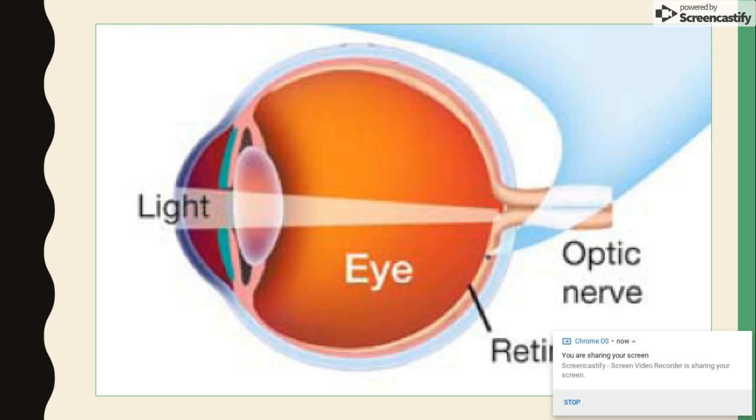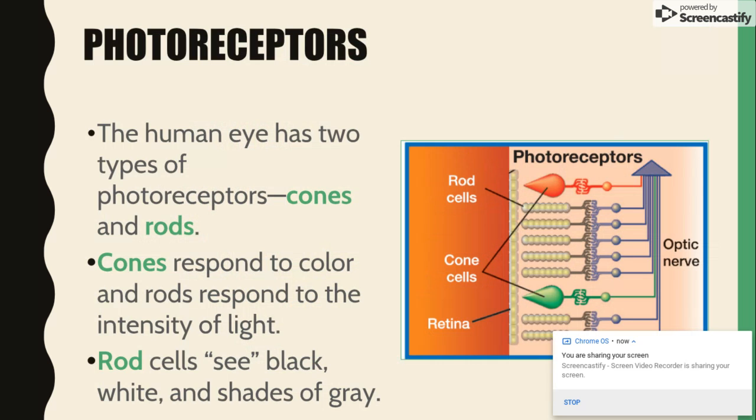So it kind of works the same way that your ears work. Your ears collect the sound wave and then turn it into a signal that your brain can interpret. So your eyes collect the light waves and then have special cells to turn it into something that your brain can see. All right, so let's talk about these photoreceptor cells.